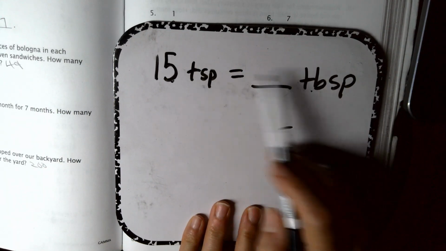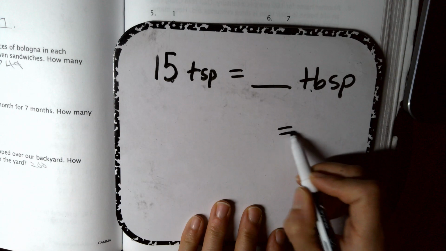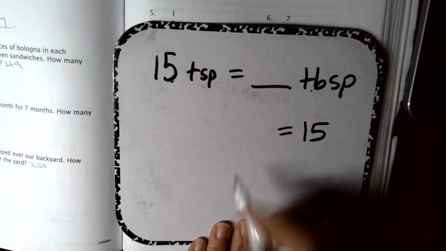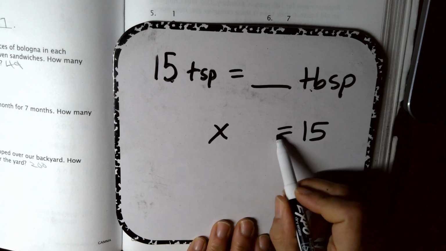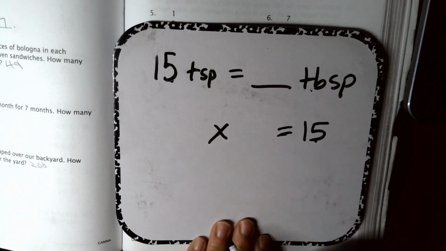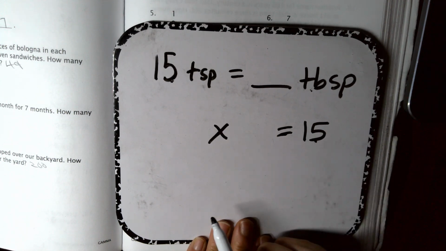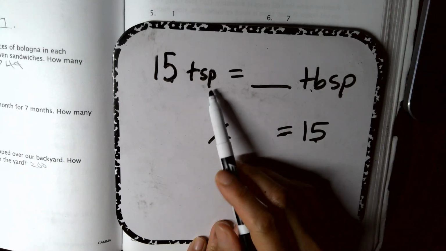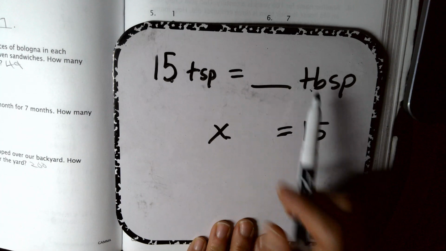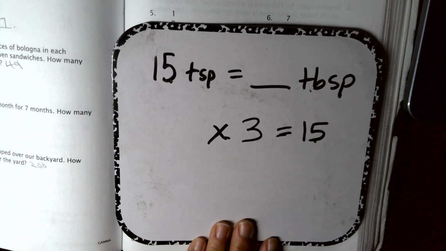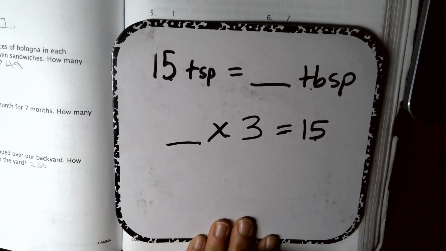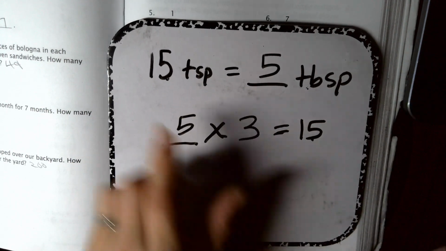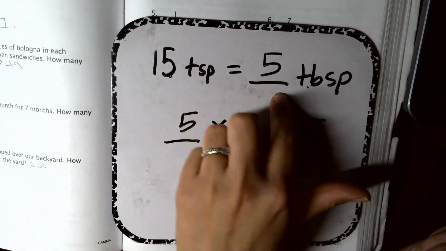This is going to be less of them. So we do equals 15. We put the bigger number at the end, because when we multiply, this is always our bigger number over here by the equals by itself. So we're multiplying and we know that there's 3 teaspoons in 1 tablespoon. So we know that's our other number. Now we just have to find the missing one, which is 5. 5 times 3 goes 15. So 15 teaspoons equals 5 tablespoons.